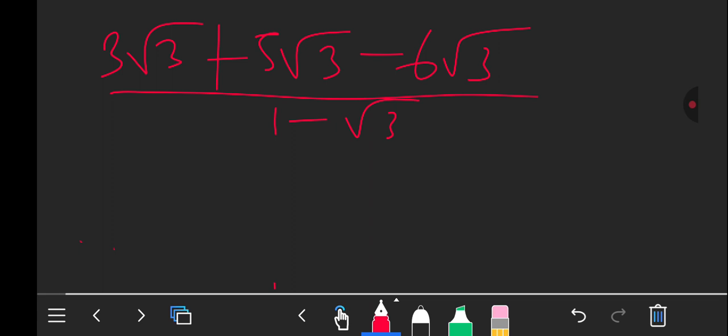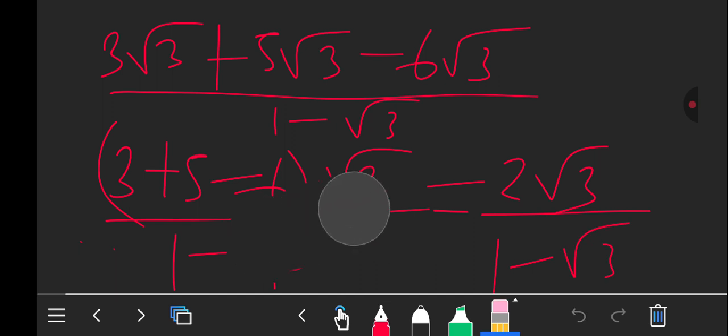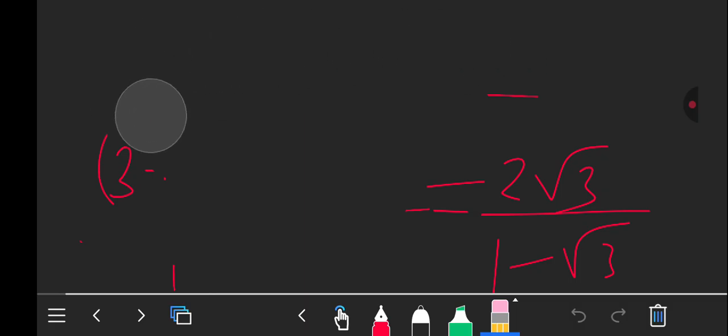Okay, so basically we can group this. So this will be 3 plus 5 minus 6, according to the rules of surds, then multiplied by square root of 3, everything over 1 minus square root of 3. Then this is equal to 3 plus 5, that is 8, minus 6, that is 2 square root of 3 over 1 minus root of 3. So basically that is what we are going to have.